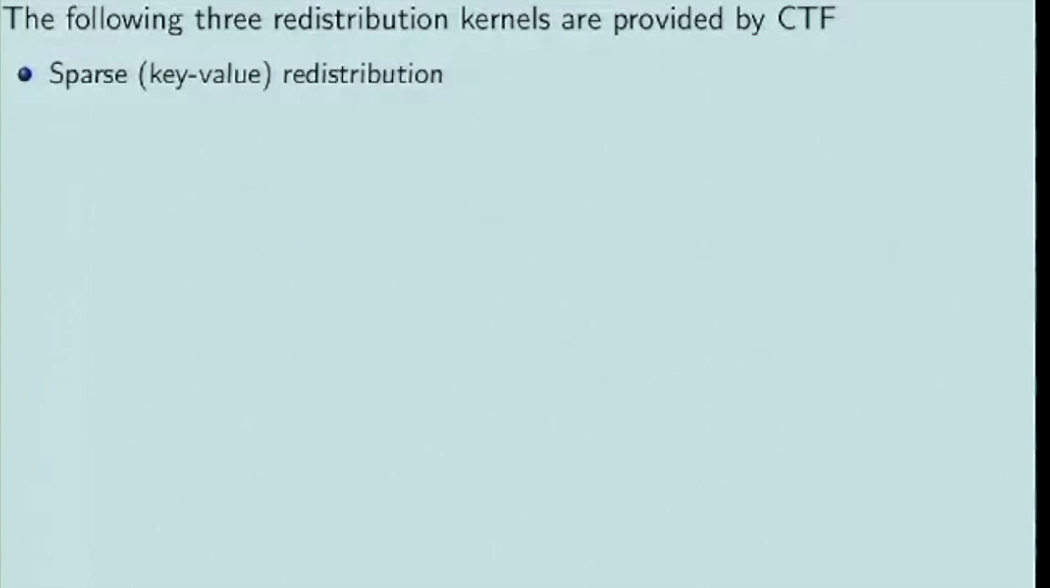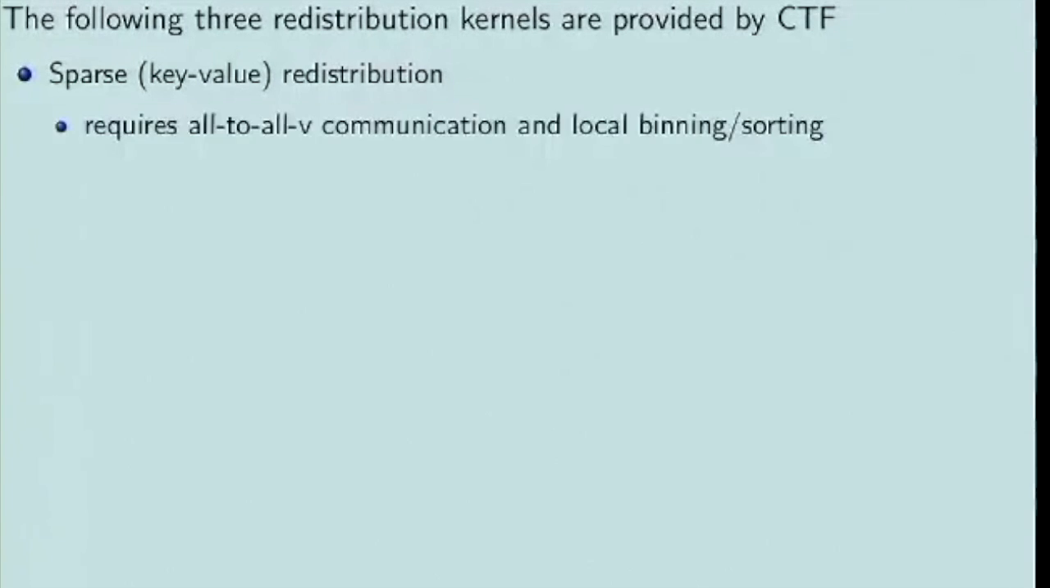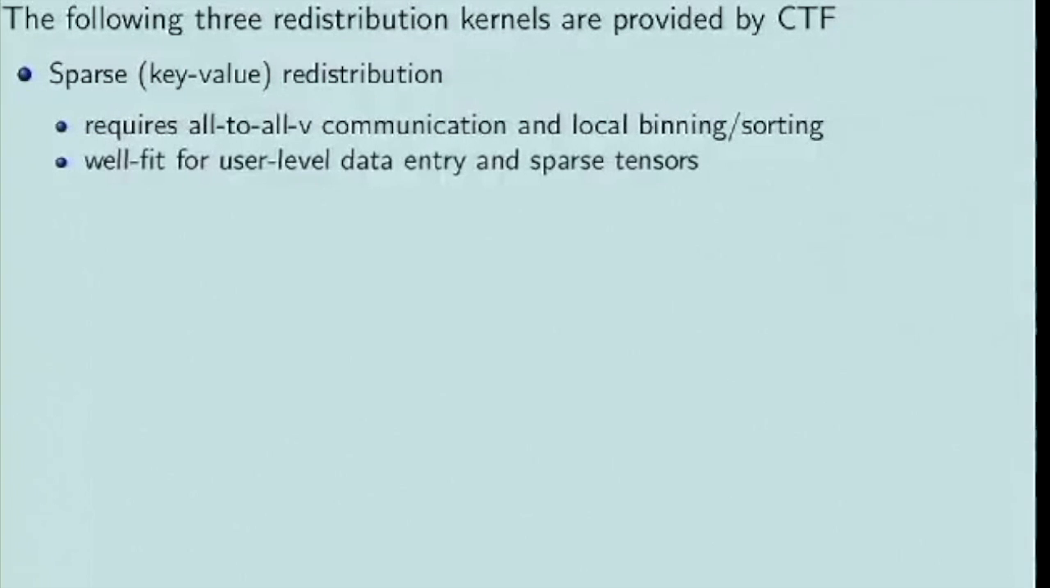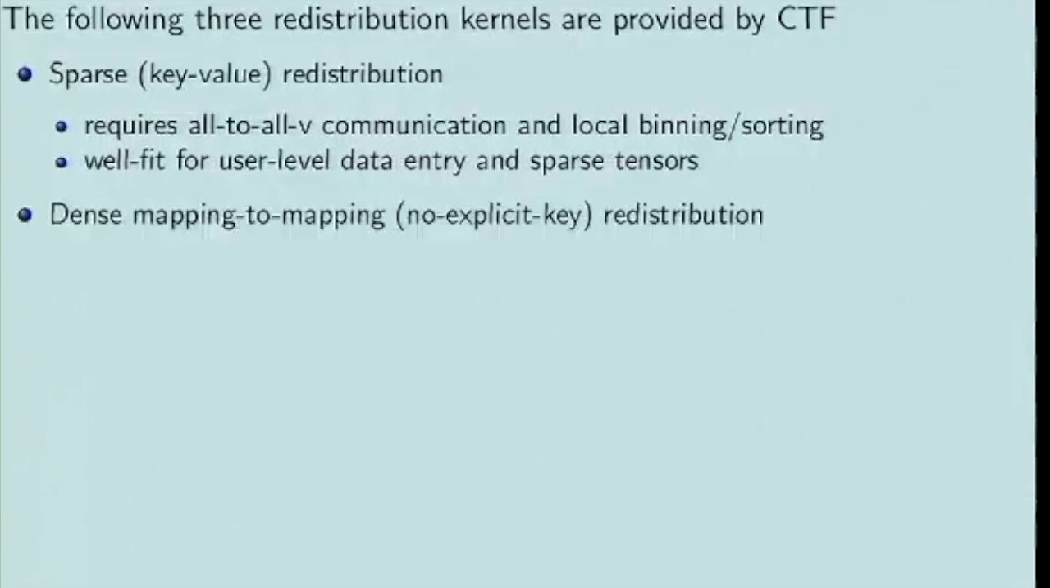So I already mentioned that we had these kernels for writing and reading a subset of the data to the tensor. And these essentially correspond to a sparse redistribution. And to do that, we have an all-to-all-V as well as some binning and sorting. So this is fairly expensive sequentially and is a somewhat unstructured communication pattern. But it is extremely general in the redistributions we can express.